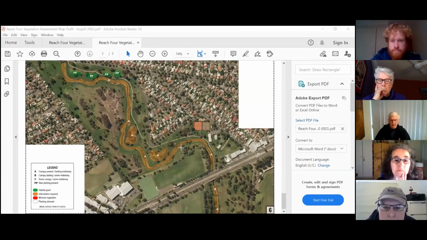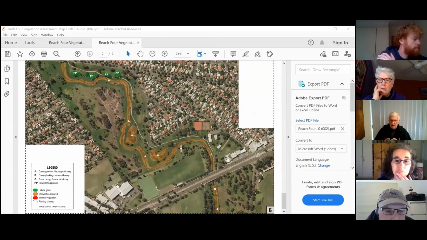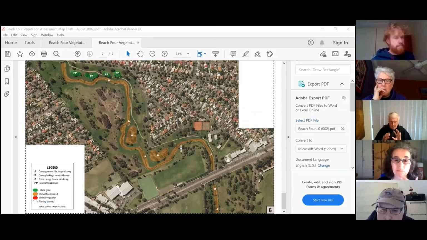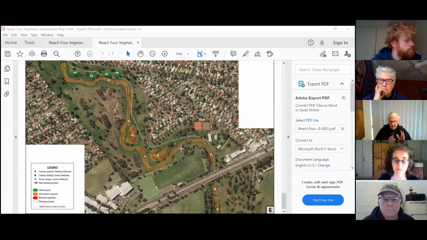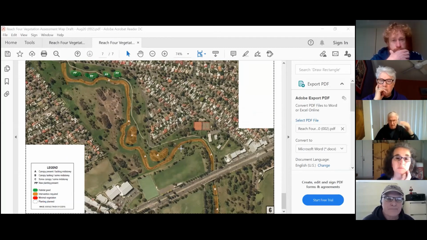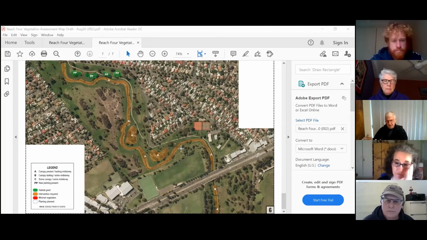So this is a segment of a larger map, and I'll just explain the context of it. Within Friends of Darebin Creek, we've got a working group on Reach 4 of the creek, as designated in the Darebin Creek Management Plan, in which there are 6 reaches coming down from the top: 1 through the rural areas, 2 and 3 through Whittlesea, and then we are from the Ring Road to Plenty Road, and 5 is to Bell Street, and then 6 is Bell Street to the Yarra.